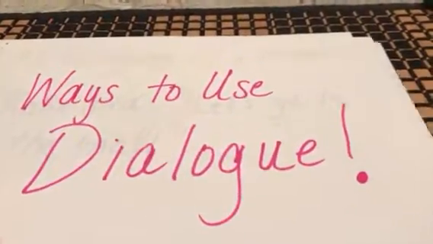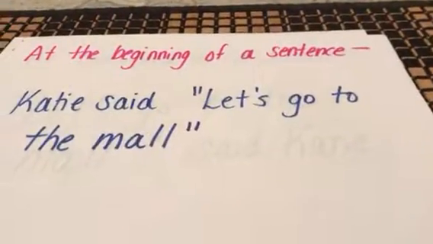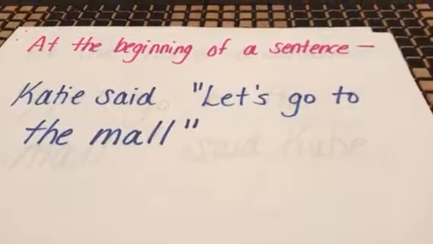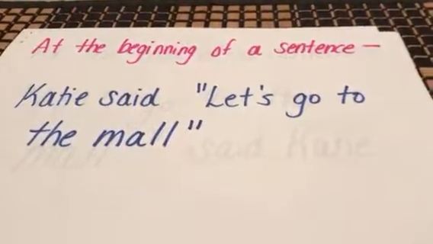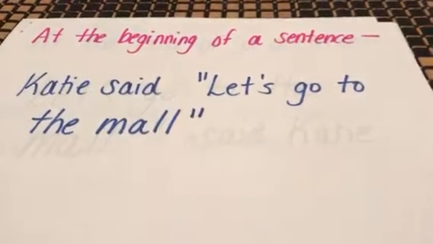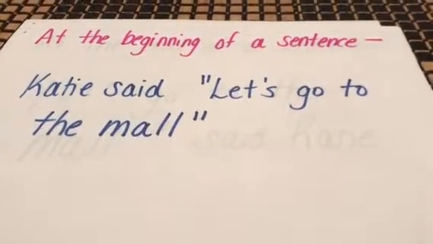Now, my next thing I'm going to ask you to do is write down "at the beginning of the sentence." Then below that, I would like you to put down, Katie said, "Let's go to the mall." Pause the video so you can write down the sentence.